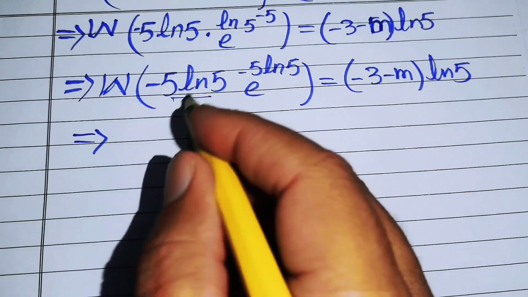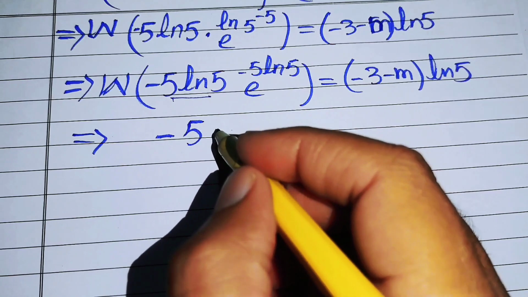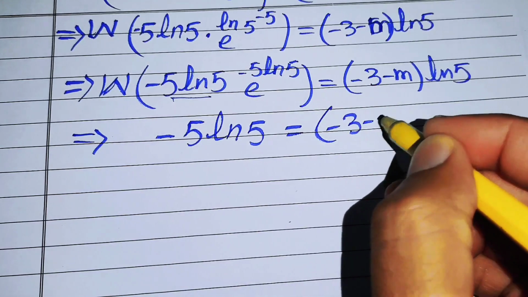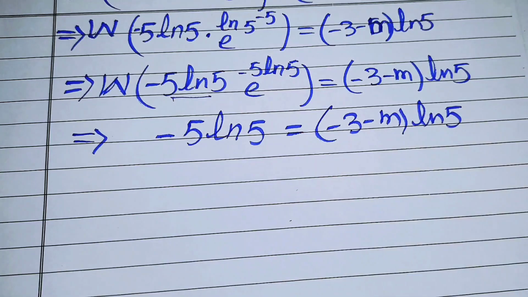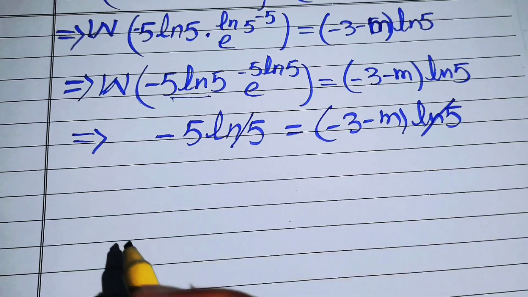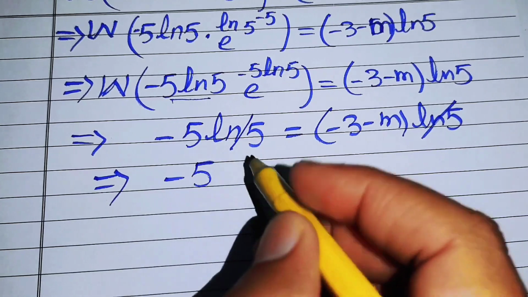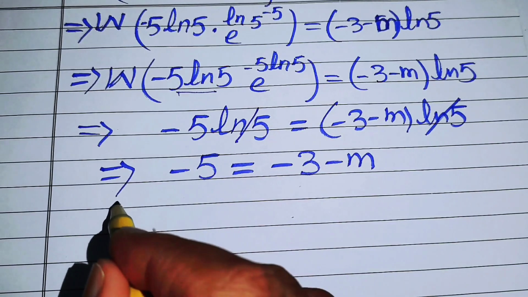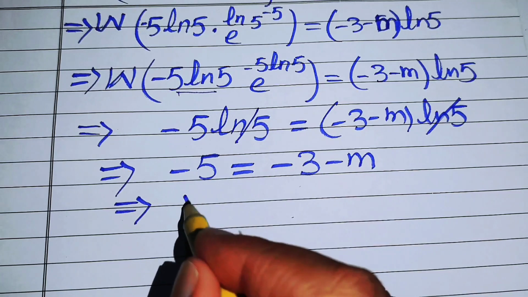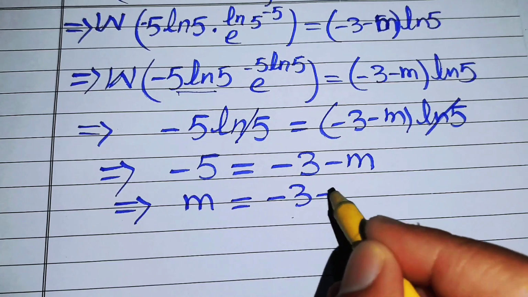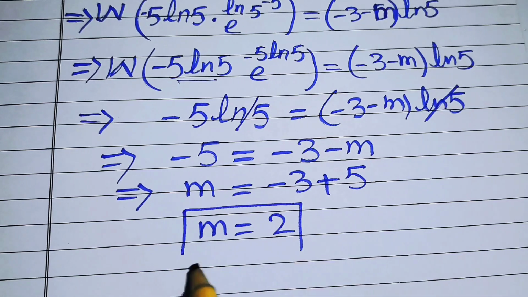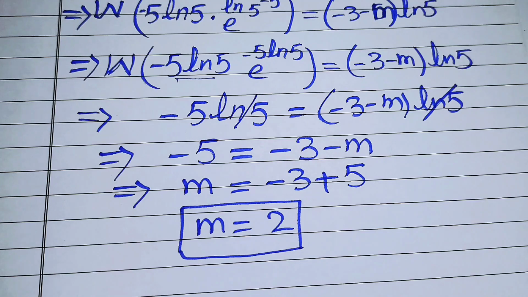So we can use the definition of the Lambert W function in the left hand side, because the exponent of e is multiplied by the same term, and the output of this function will be minus 5 times log 5, and this whole equation equals minus 3 minus m times log 5. So you see that log 5 will be cancelled on both sides, and we get minus 5 equals minus 3 minus m. And now we move this m to the left hand side, and we move this minus 5 to the right hand side, and we get m equals minus 3 plus 5. So you know that minus 3 plus 5 equals 2. So this is our final answer.